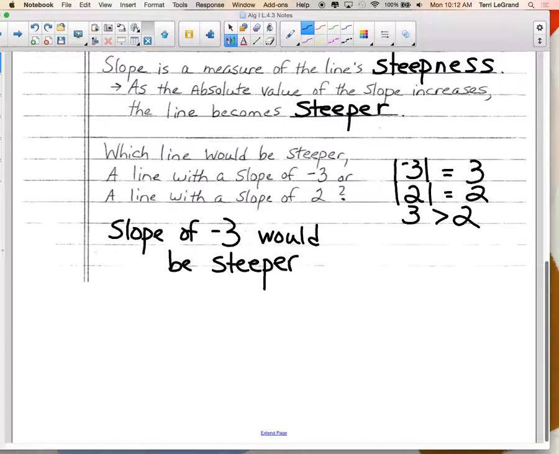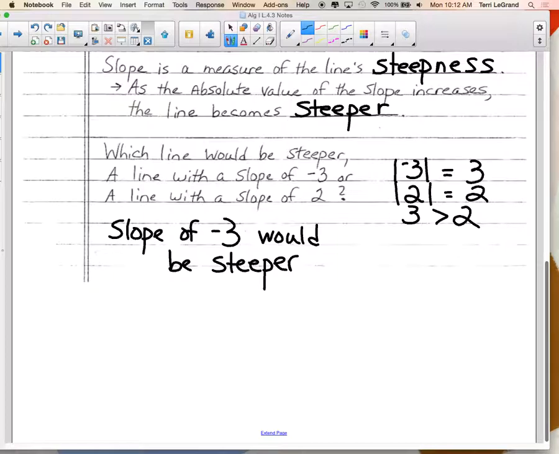We don't talk about a negative line. There's no such thing as a negative line. We talk about a falling line, though, falling from left to right. So the one with the slope of -3 should be falling from left to right. Tell me something about the one with the slope of 2. It should be rising from left to right.